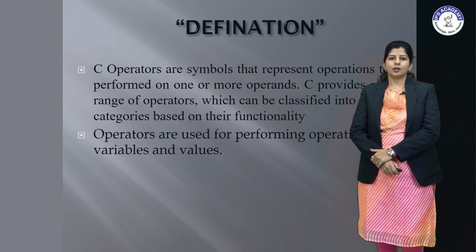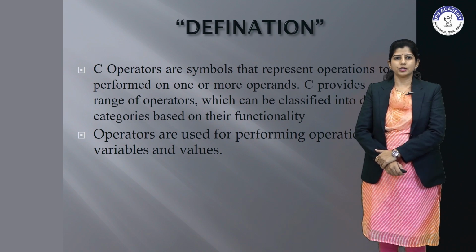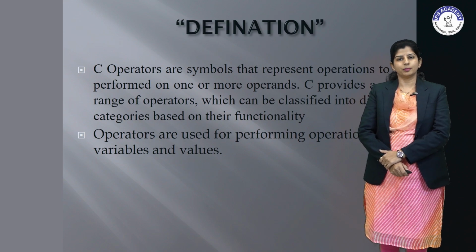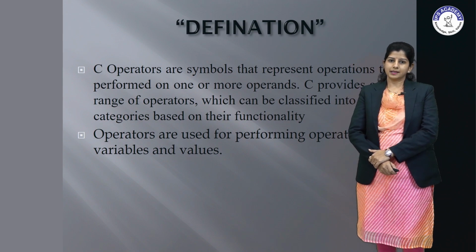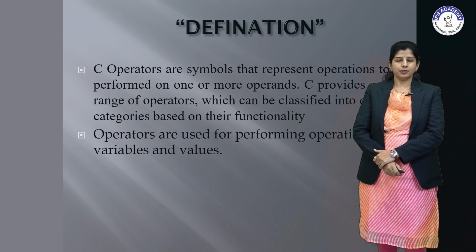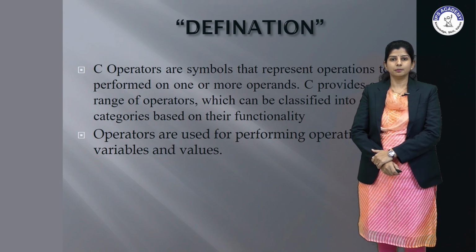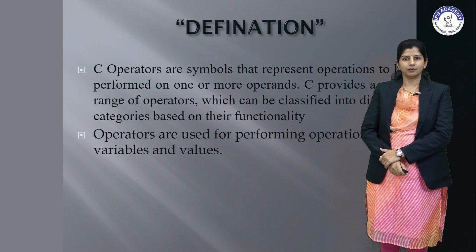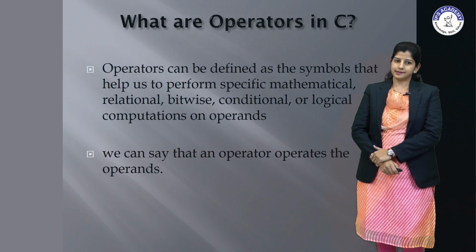As we know, operators are basically used to perform operations on the values and variables which we are using in the C programming language. Now, what are operators? From the point of view of the definition, we can say that operators are basically symbols, and these symbols, according to the rules defined in the C language, we can use in the program.